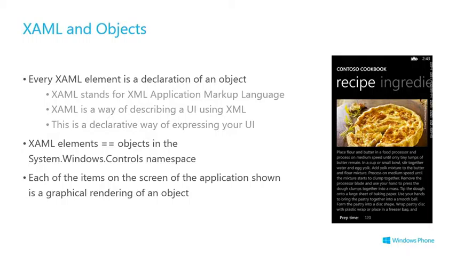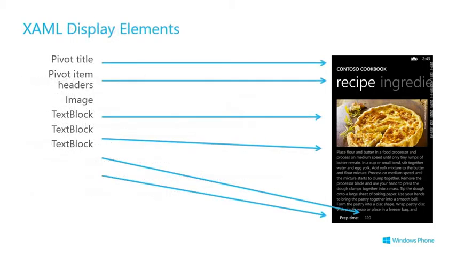Now, back to this XAML and object. Each of the items on the screen, the application shown, is a graphical rendering of an object. When we look at the way this particular page is made up, we've got the pivot title at the top, and pivot item headers. Each pivot item header appears like that. The currently focused one is bolded, and the other ones are grayed out to give the user the idea that there is more to be scrolled to on the left or the right.